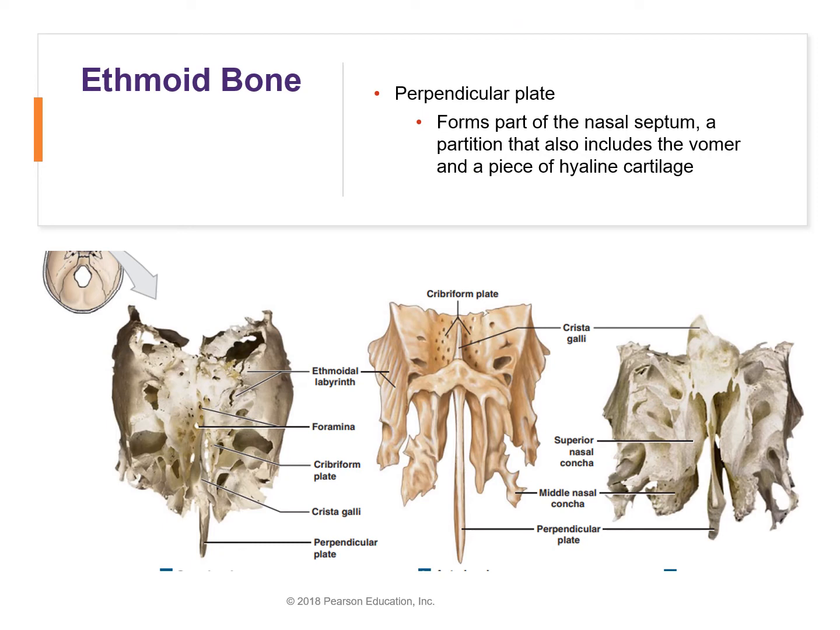And we also have that perpendicular plate that's going to form parts of the nasal septum. It's going to be a partition that also includes the vomer and a piece of the hyaline cartilage. As we can see, it hangs down, that perpendicular plate.